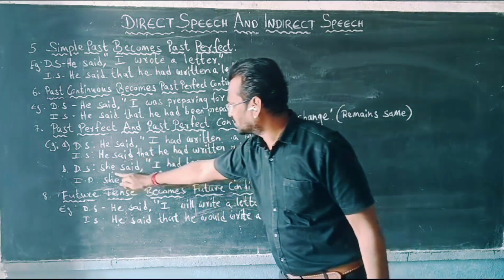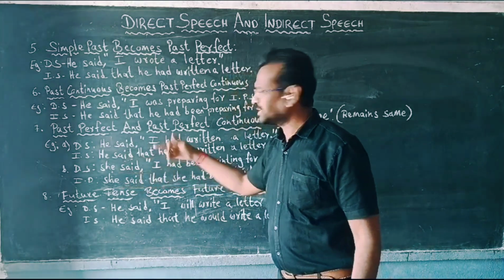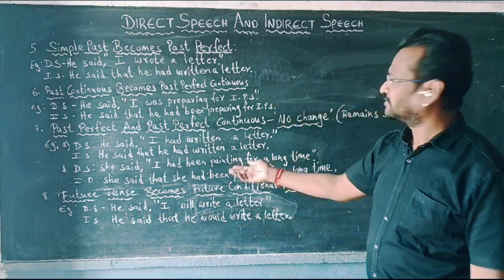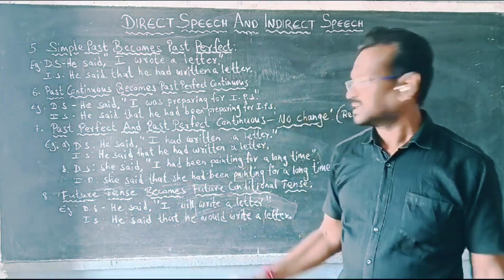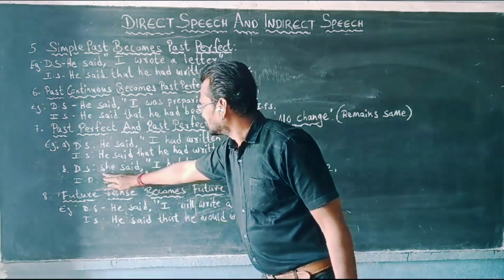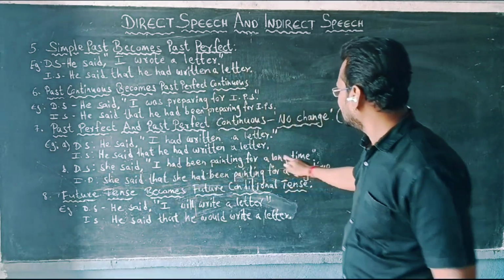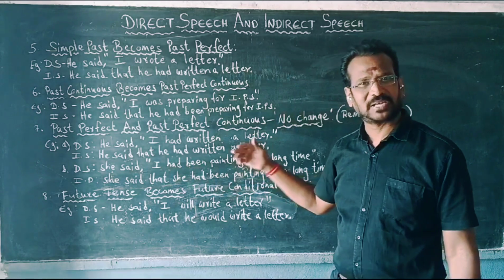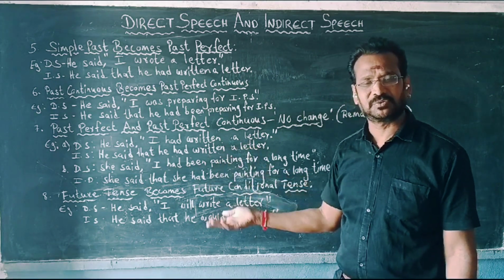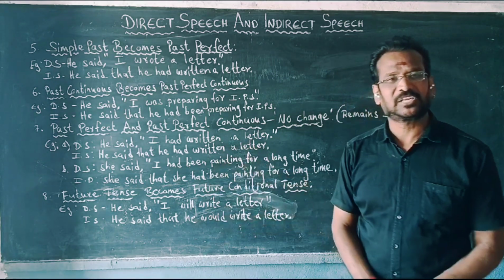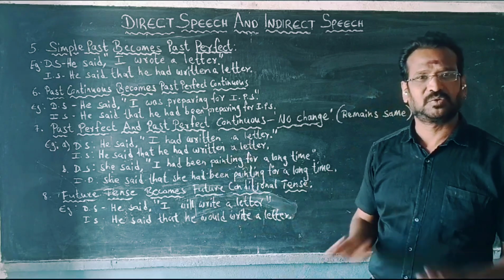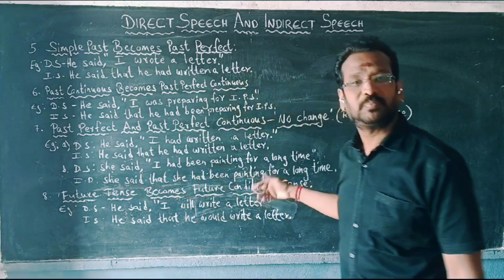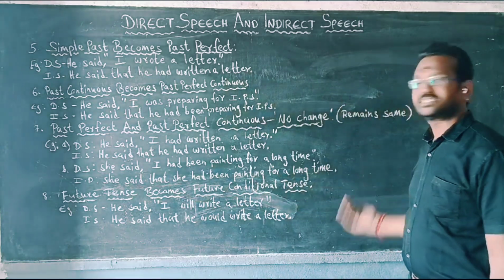Next example: past perfect continuous will also stay as it is. She said, "I had been painting for a long time." "Had been painting" is past perfect continuous. When we are changing into indirect speech, it remains as it is, there is no change. So: she said that she had been painting for a long time.